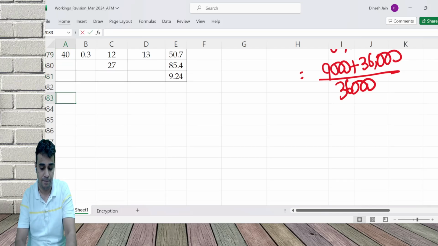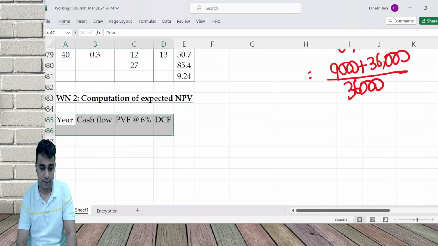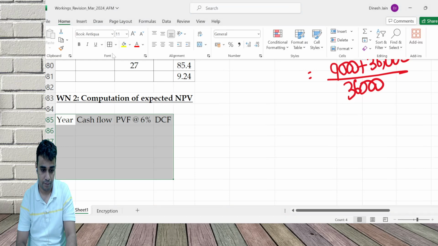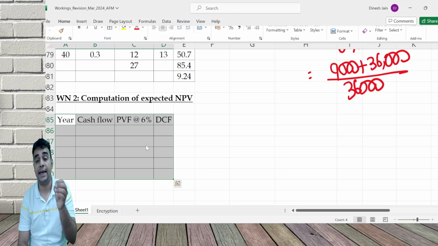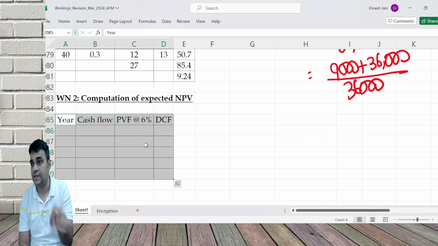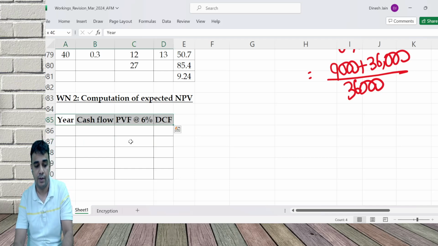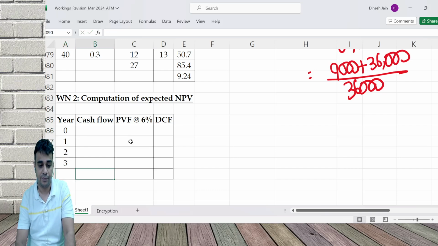Computation of expected NPV. Year, cash flow, PVF at 6%, DCF. If you calculate 64 different NPVs and then do a weighted average, the same answer you will get. 64 is not possible at your end. 3 years. We'll do the problem in lakhs only.